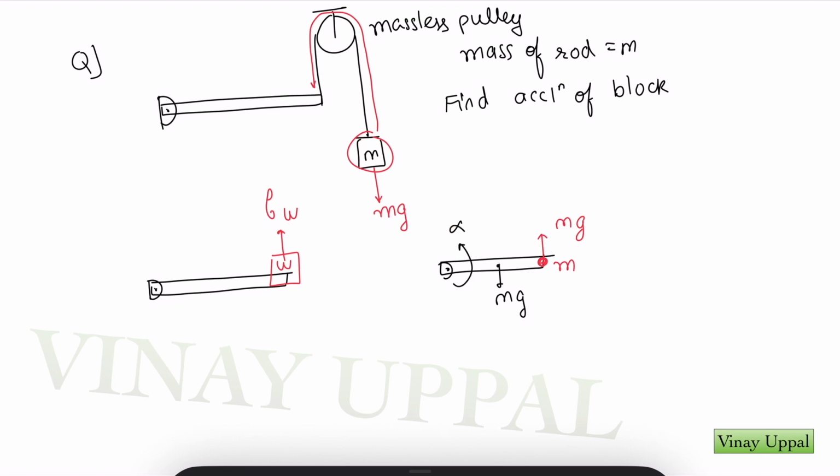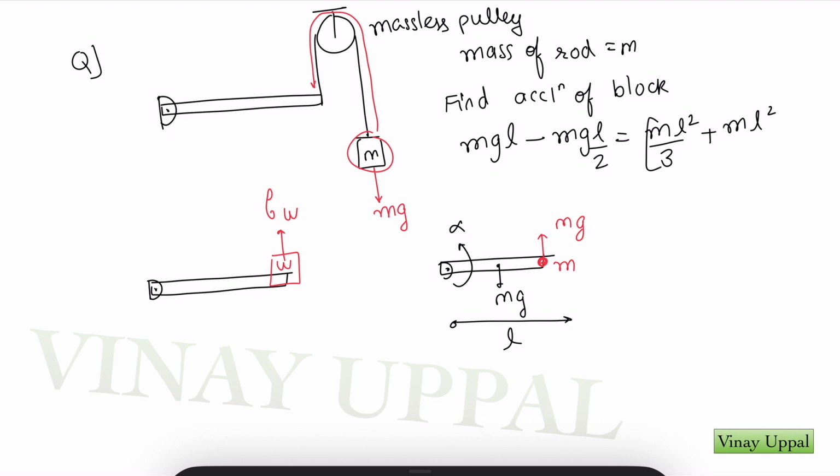So I can write my torque as, let's assume a length L for the rod, mgL. This is in the anti-clockwise sense by the gravity of the particle, minus mgL by 2, the clockwise torque by the gravity of the rod, and this should be equal to I alpha. Moment of inertia of the rod is going to be mL squared by 3 about its end, and don't forget we have to include the moment of inertia of the particle as well, so that will be mL squared, times alpha. That's it. So you will get alpha as 3g by 8L.